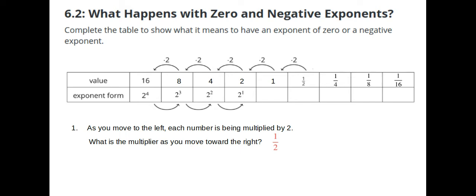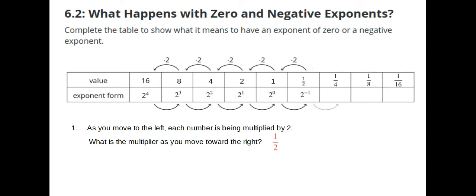Now I'm seeing a pattern in the exponents as I move to the right in the table. I notice that the exponents are decreasing by 1. If I continue that pattern, then 1 would be represented as 2 to the 0 power. Again, as I move to the right, I would decrease my exponent by 1, again giving me 2 to the negative 1 power. Just like last week, I'm noticing that fractions are being represented in exponent form as negative exponents.